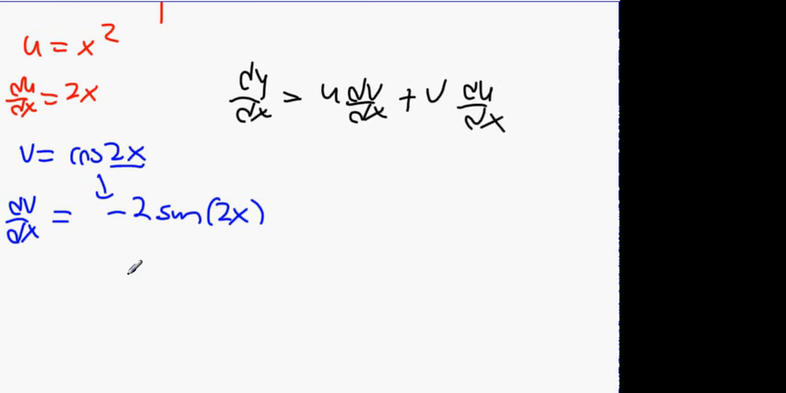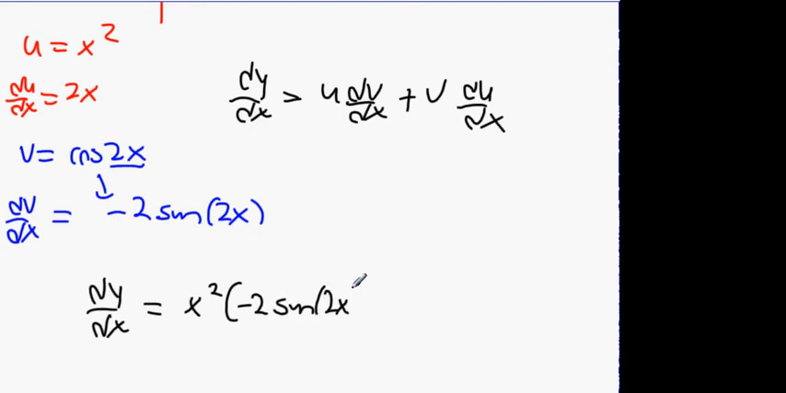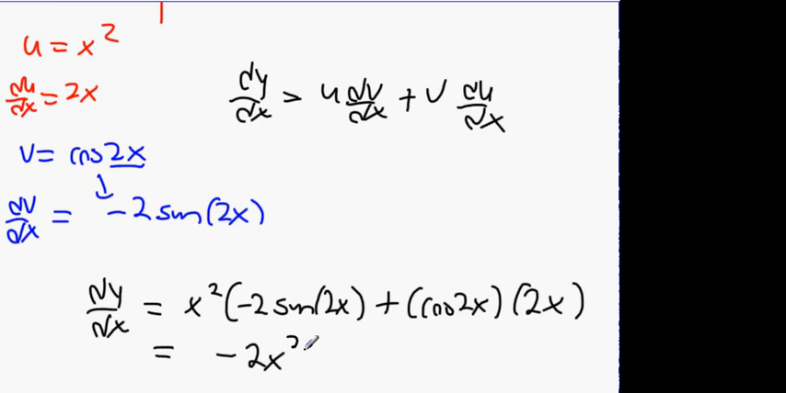Okay? So what we're going to get is dy/dx ends up to be u, which is x squared, times dv/dx, which is minus 2 sine 2x, plus v, which is cos 2x, times du/dx, which is 2x. Now we'll just multiply this out. I'm going to get minus 2x squared sine 2x plus 2x cos 2x.